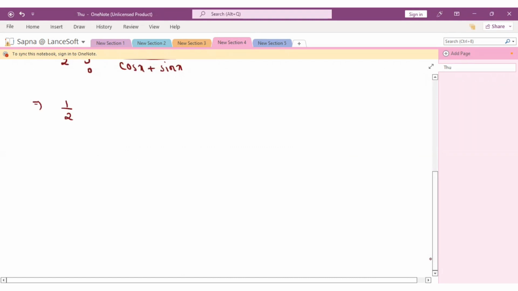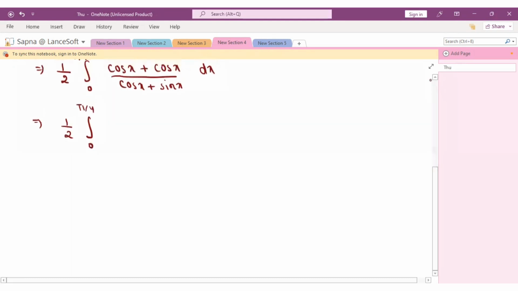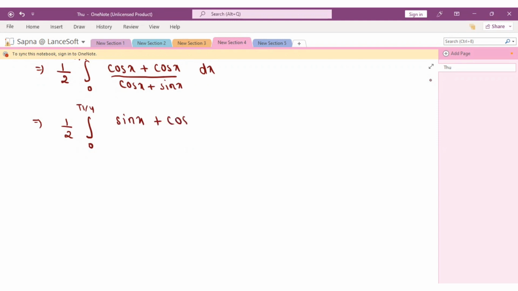half integration from 0 to pi by 4. In the numerator, as you can see, we already have cos x plus cos x, so I'll write that as it is. But here I'm going to add sin x and subtract sin x again, just to balance it out, because I'm adding something. To balance this, we have to subtract the same thing. So I have added sin x, and at the same time I will subtract also. Alright, so sin x plus cos x, and then minus sin x upon cos x plus sin x that we were having in the denominator, we are writing as it is, and then of course dx.